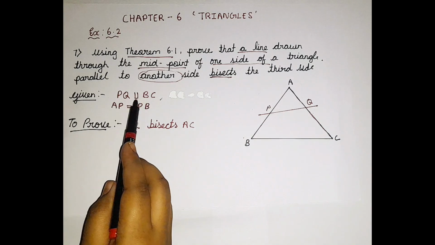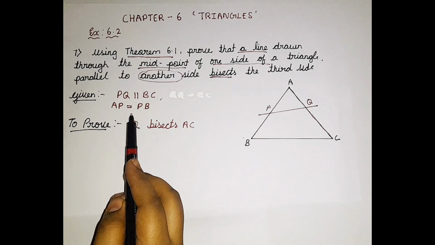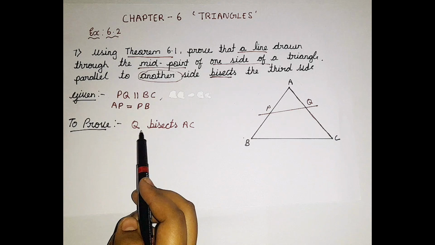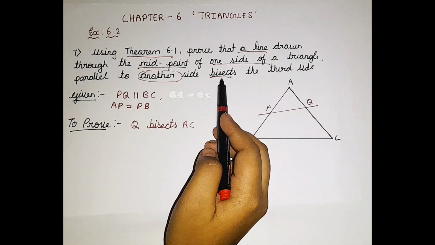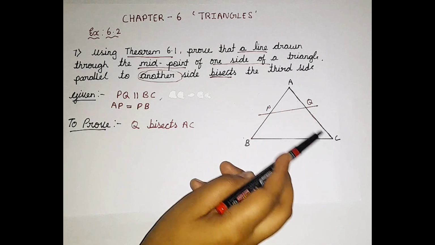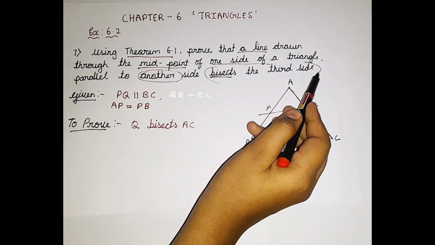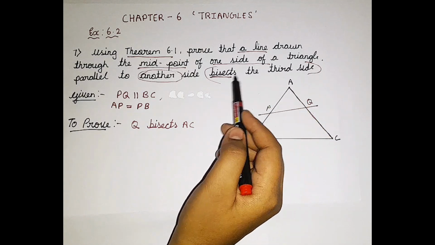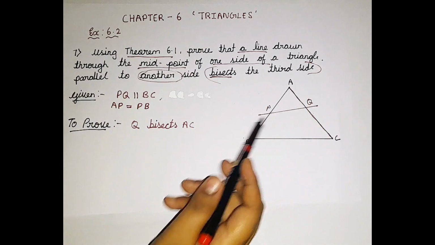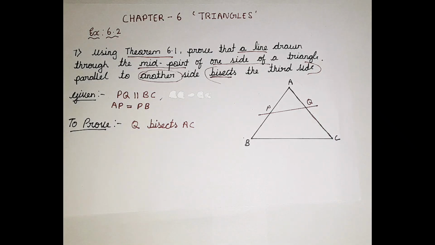The first one was easy to find, the next one was a new concept. Please try to understand the concept. And next, what are we supposed to prove? This is the last line: bisects the third side. This is the third side. We are supposed to prove whether it is bisecting or not. From here till here, this one we are supposed to prove. So now Q bisects AC is what we are supposed to prove.